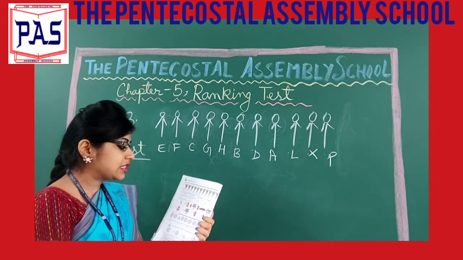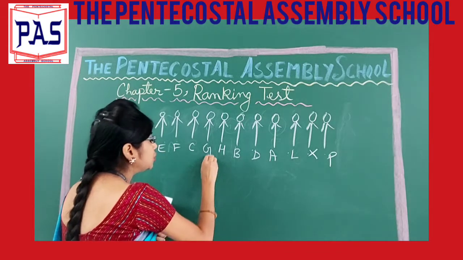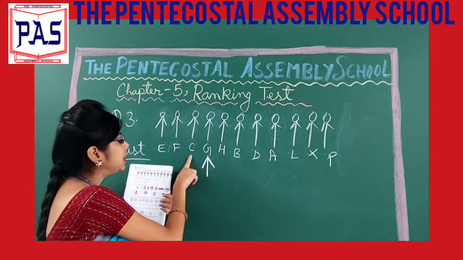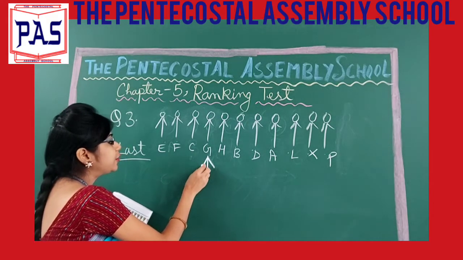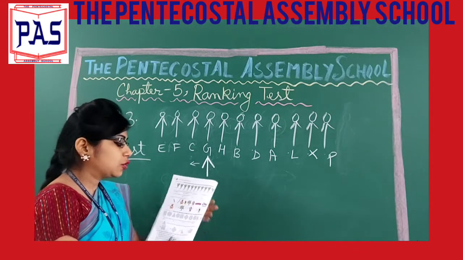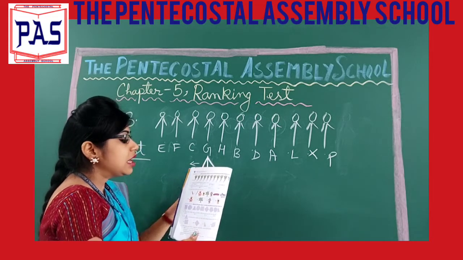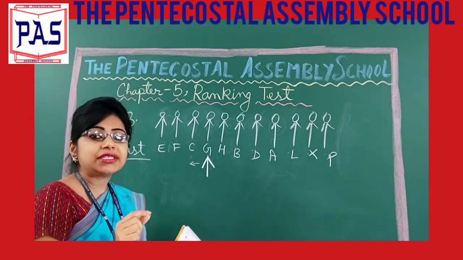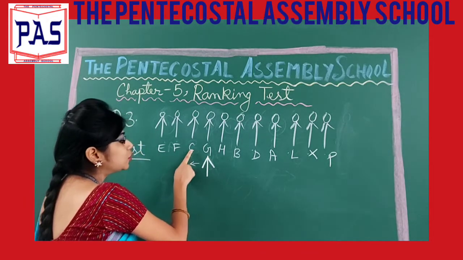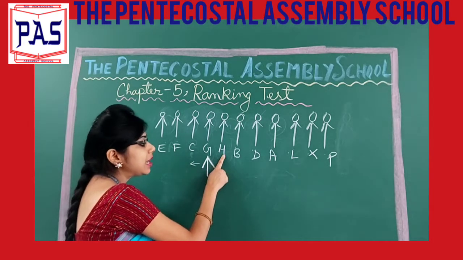The question is asking about soldier G. Soldier C is to the left of soldier G. Soldier G is exactly between. Between means in the middle. So soldier G is in the middle of soldier C, which is already given, and soldier H.